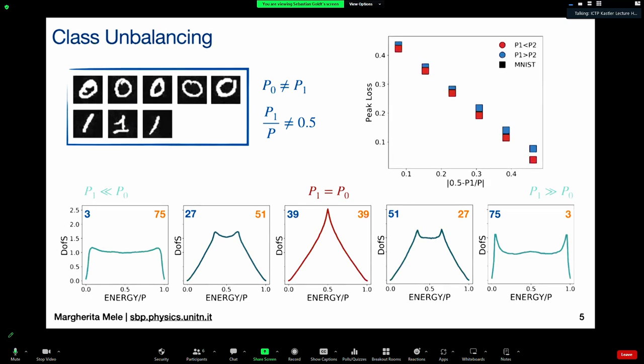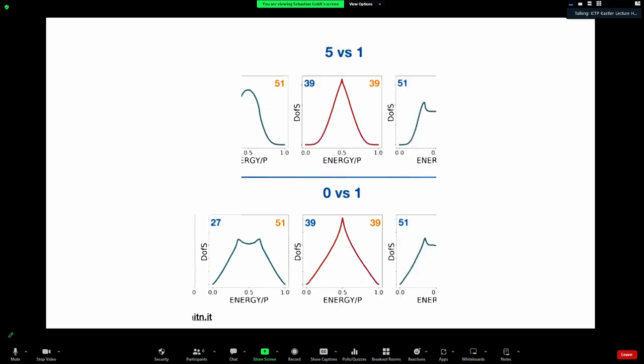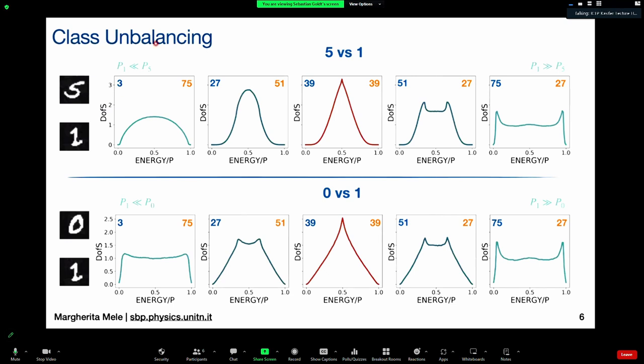So now the point is, is this just a property of this specific classification task, or is it a general property? In order to address this question, we have tested other classification problems, looking, for example, at other classes in MNIST, and we have observed this behavior many times, but not always, actually. For example, in the classification of 5 against 1, if 5 is the predominant class, even though there is the unbalancing, I always have a bell-shaped curve centered in 0.5. The distribution is wider as the unbalancing increases, but there is no peak. There is always a central maximum.